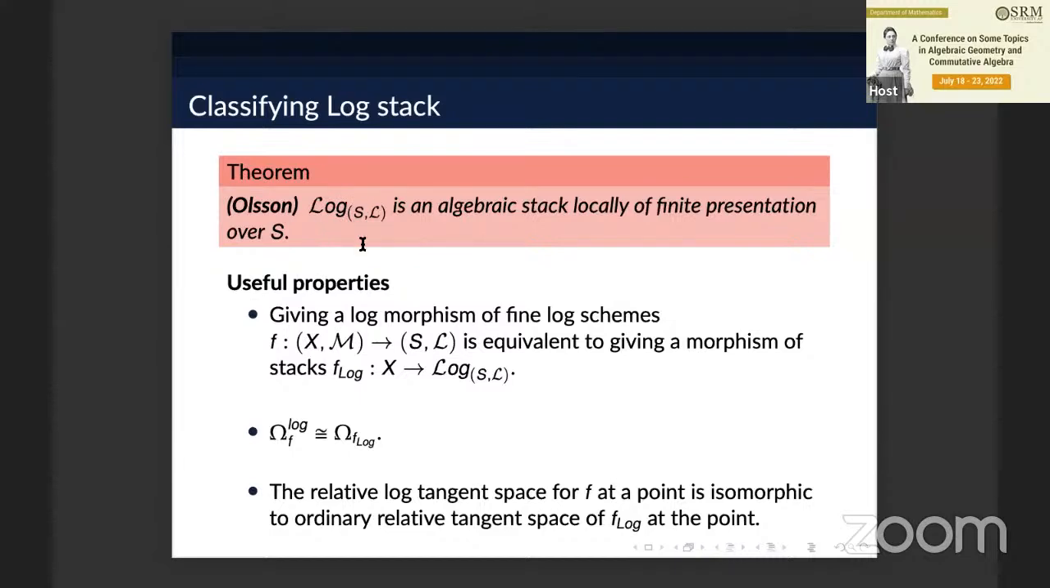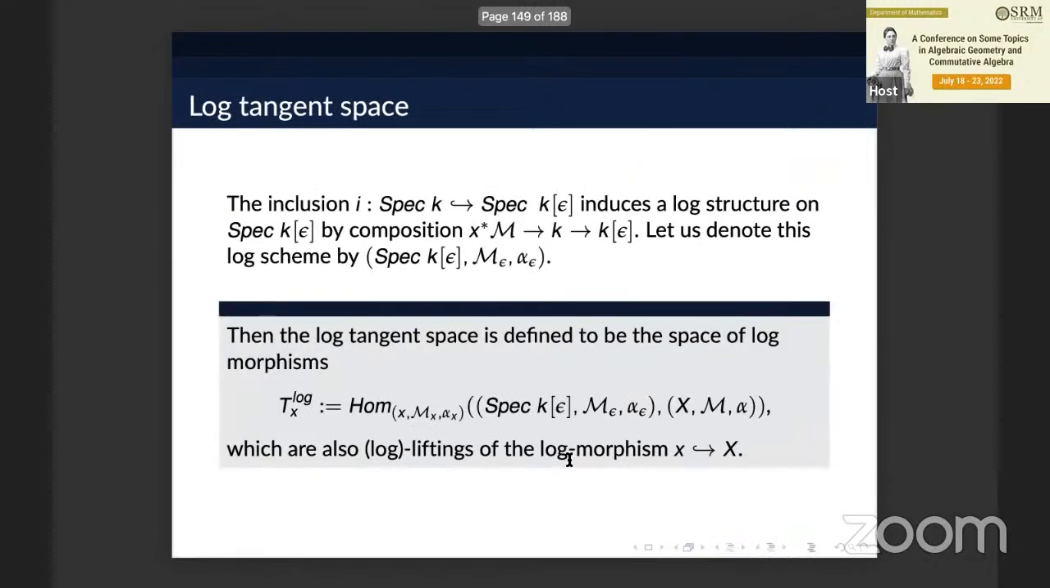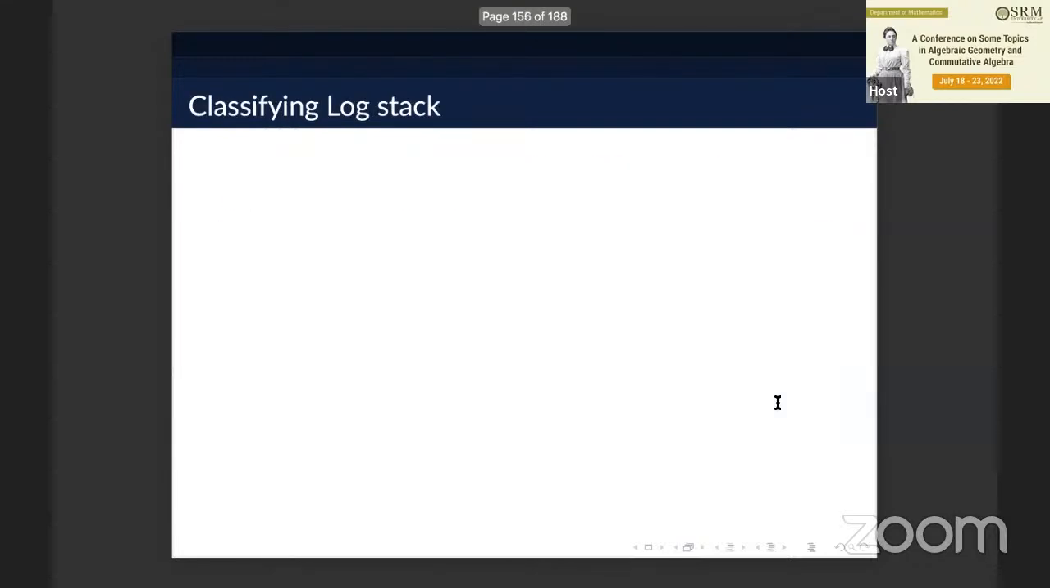The useful properties of this classifying log stack are: giving a log morphism from a fine log scheme (X, M) to (S, L) is equivalent to giving an ordinary morphism of stacks from X to Log(S, L). And the relative log tangent space of this map is the ordinary relative tangent space of this map. And this follows just from the definition that we have discussed. It is the same thing as this.